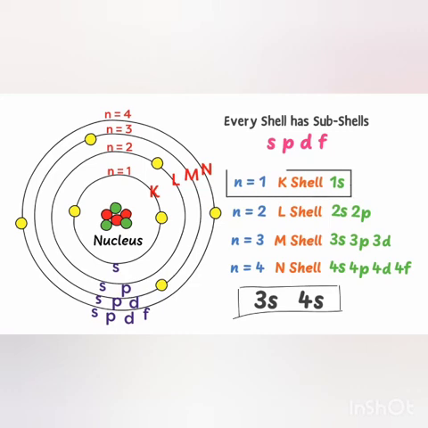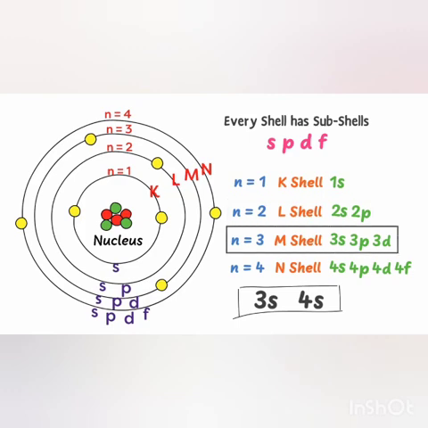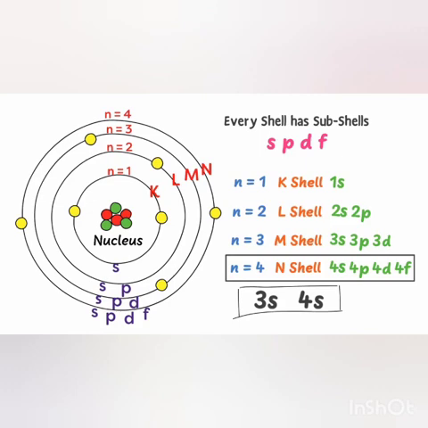So in this topic, we are discussing how the electrons are arranged in main shells, subshells as well as orbitals. We have S, P, D, and F. In these subshells, 2 electrons, 8 electrons, 18 electrons and 32 electrons are distributed in the subshells S, P, D, F.